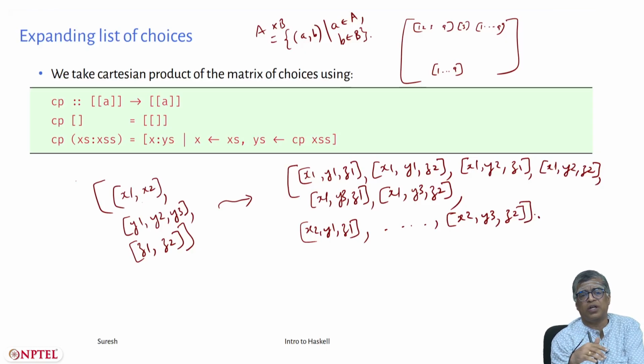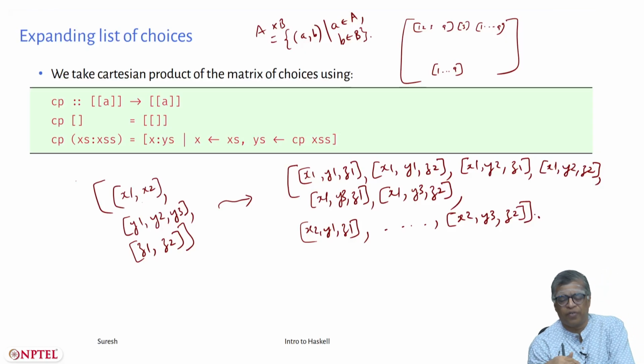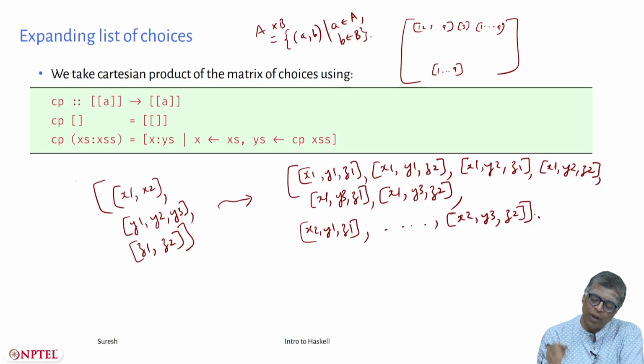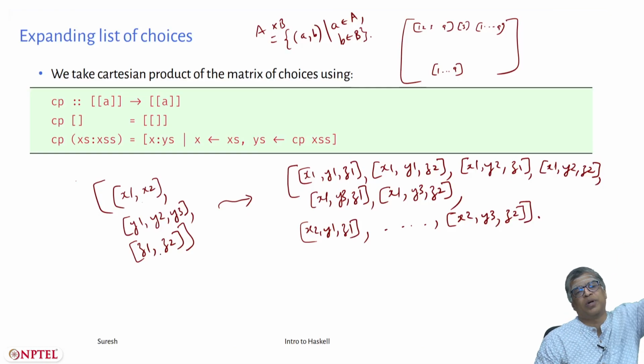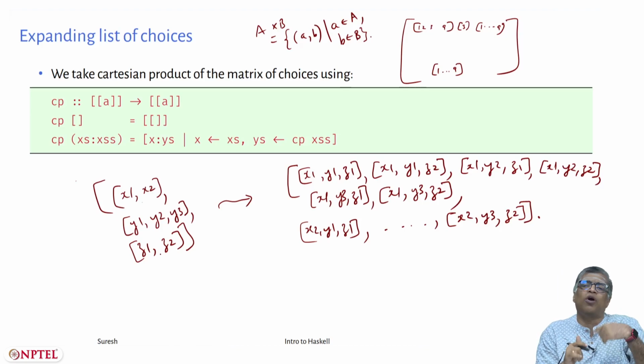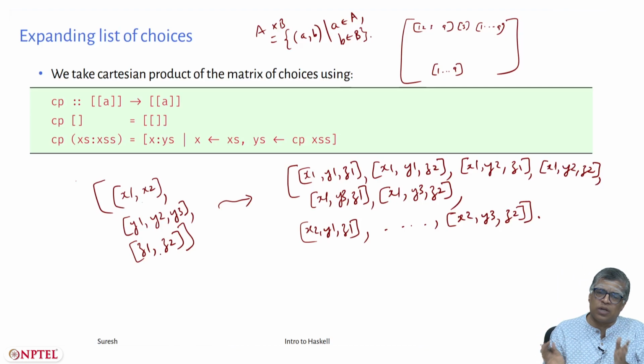If I try to make the Cartesian product, I want to get a list consisting of 12 lists, because 2 into 3 into 2 is 12. So I have to pair each element of the first list with each element of the second list with each element of the third list, and I have to form all such possible combinations. There are 12 such combinations.